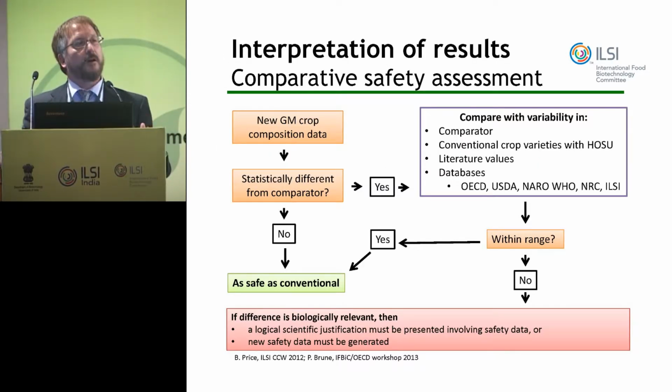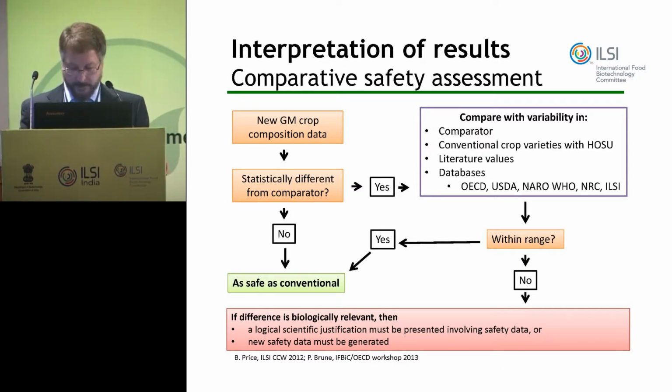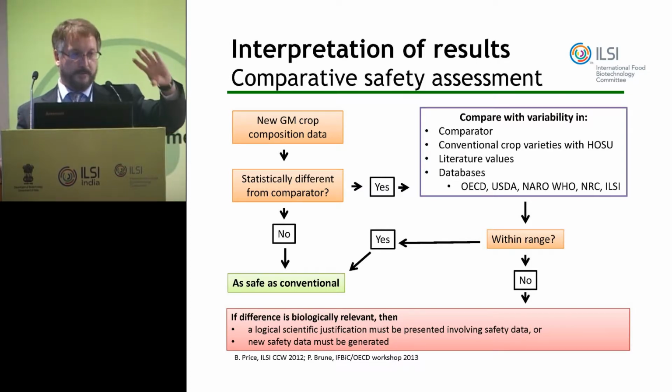If one has done the compositional analysis, the first question for each individual component is: is it statistically different from the comparator? If it's not, we say it's as safe as the conventional. But if it is different, just remember, when we do statistics, we use the 5% significance level. That means that by chance alone, 5% of our comparisons should be significant.